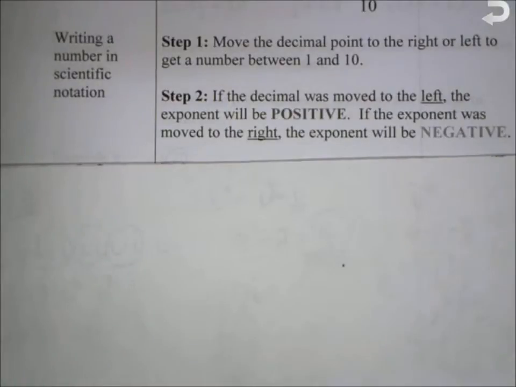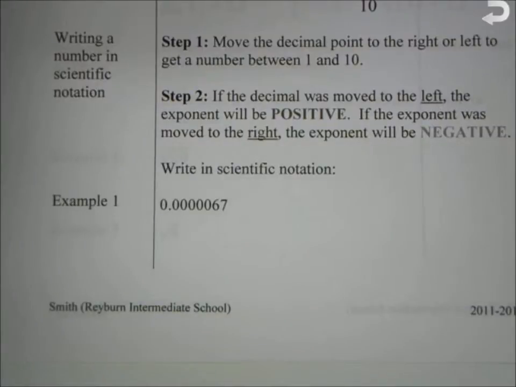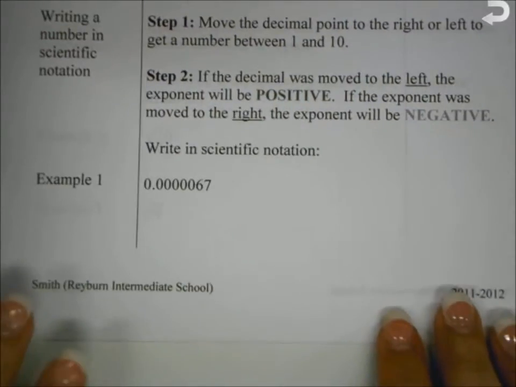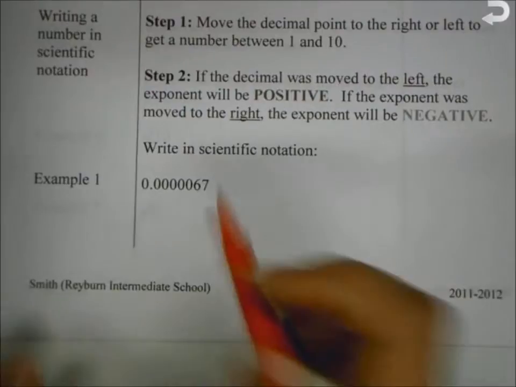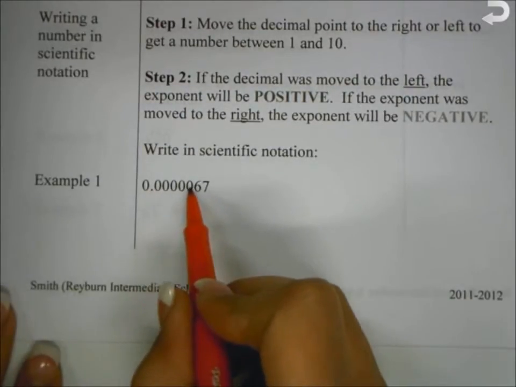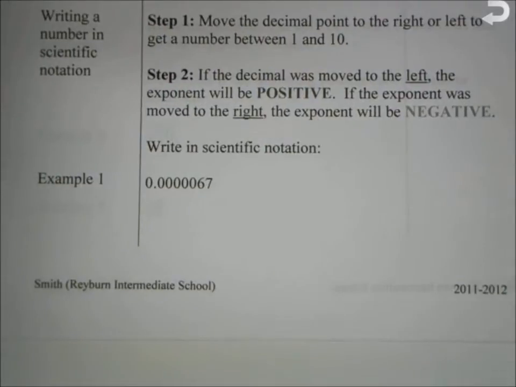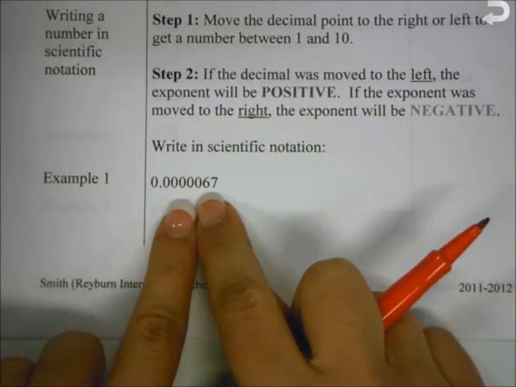Your instructions are to write in scientific notation. And here's the number we want to write. 0.000067. Alright, so this number, is it really, really big or really, really small? It's really, really small, right? But we don't want to write 5 zeros in a row. So what are we going to do?